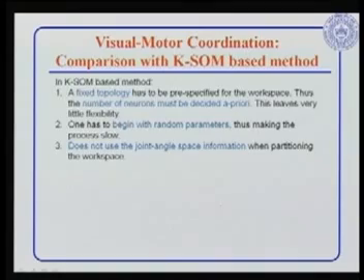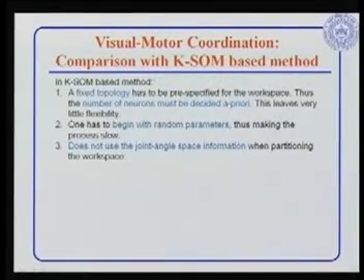Now, we would compare our results today to the last class. Last class we talked about the Kohonen self-organizing map based methodology, where we had a fixed topology. In the beginning we fixed the neurons, and a fixed topology has to be pre-specified for the workspace; the number of neurons must be decided a priori. This leaves very little flexibility. One has to begin with random parameters, thus making the process slow. It does not use the joint angle space information when partitioning the workspace, but this is not only confined to the Kohonen SOM. This is an additional thing, because for Kohonen also we can do this.